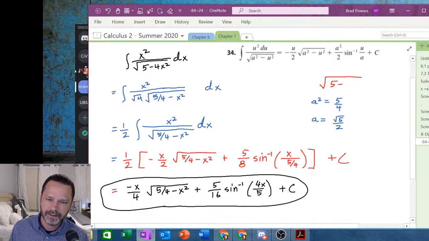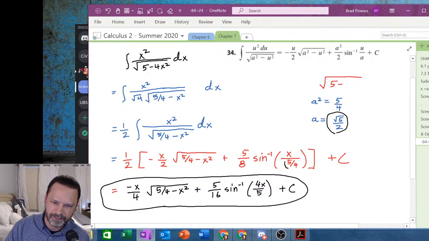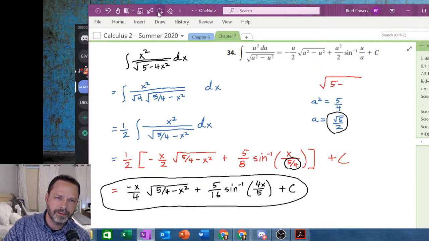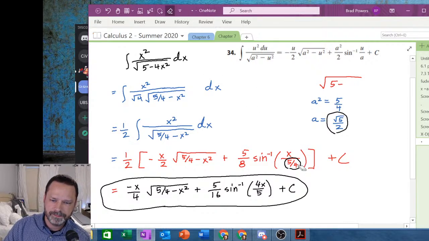U over a, that's going to be x over, and there's my problem. A, I put in a squared. So I did have a problem. A is root 5 over 2. I did 5 over 4. So I'll just do a quick little fix on that.